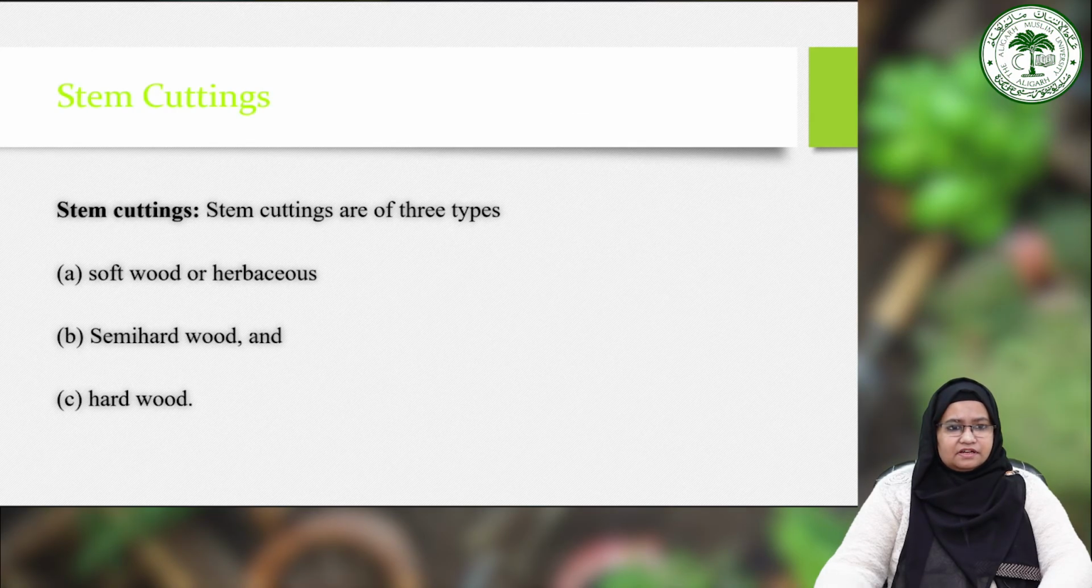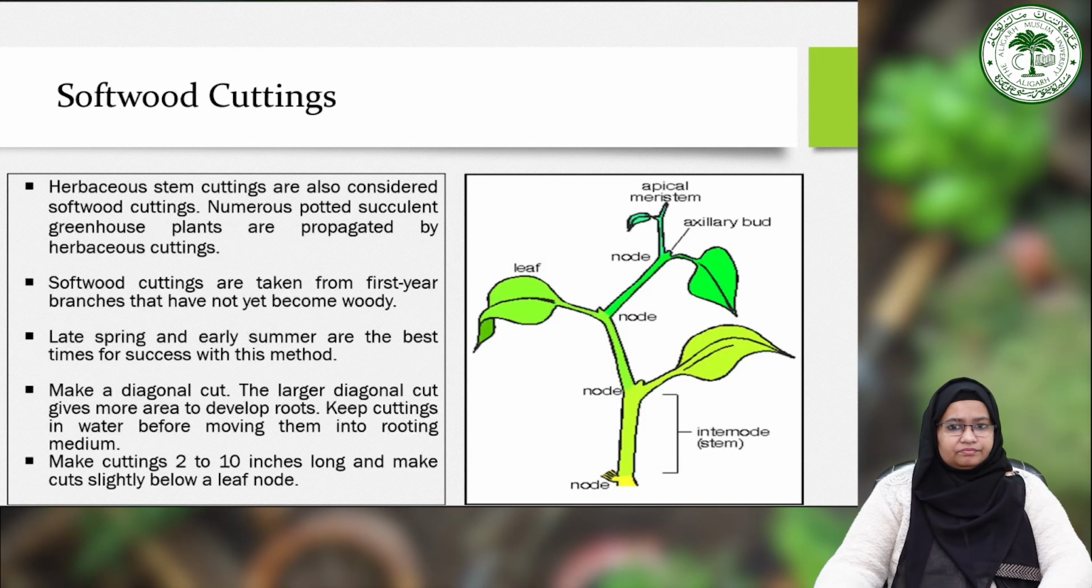The next one is the stem cutting. Numerous plant species are propagated by stem cuttings. Some can be taken at any time of the year, but stem cuttings of many woody plants may be taken in fall or in the dormant season. Stem cuttings are further of 3 types: softwood or herbaceous, semi-hardwood, and hardwood.